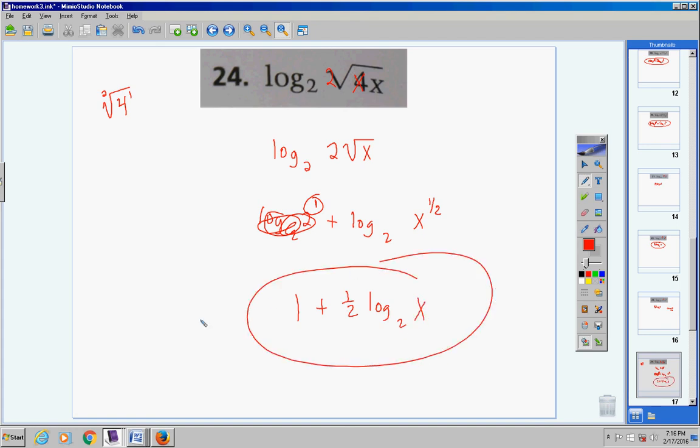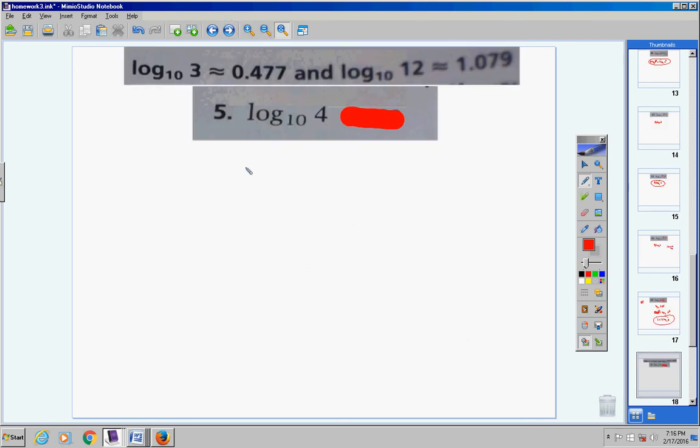Alright. The last 4 problems are really cool problems. We're going to be using the logarithm of 3, the logarithm of 3, and the logarithm of 12 to solve these problems. This should be really, really interesting, okay? So here we go.